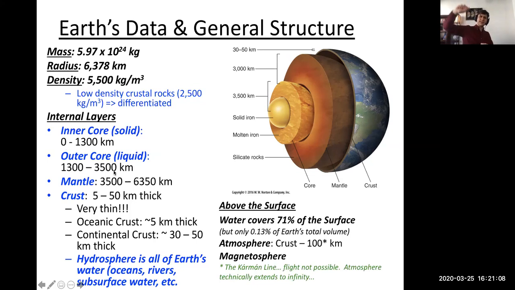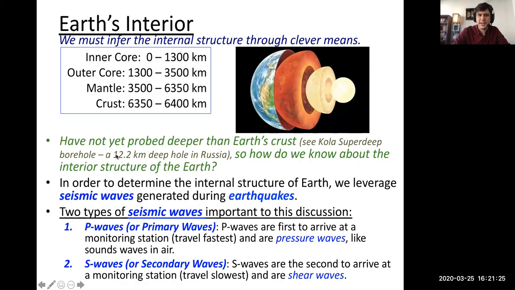Over 50% of the distance to the surface is our iron core. So those are all lovely numbers right there, and they're rather specific. How do we know those numbers so well? That's going to be the subject that we're going to dive into. How do we understand the interior structure of the Earth? Because we have not probed deeper than the crust, ever.